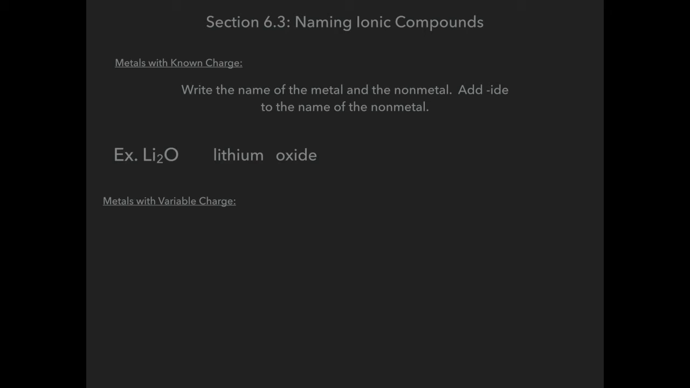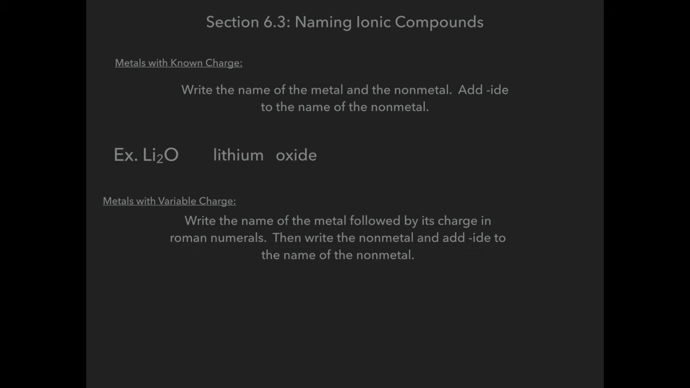Now, well, what if I don't know the charge? What if it has variable charge because it is a transition metal? Well, in that case, you have to write the name of the metal and then follow that with the charge as a Roman numeral. And then you just write the nonmetal with an -ide ending. So if you look here, FeO, that's iron, but notice oxygen has a 2- charge. So Fe must have a 2+ charge. So this is going to be iron(II), the 2 representing the 2+ charge of iron, and then you just write the nonmetal with the -ide ending, so it would be oxide.